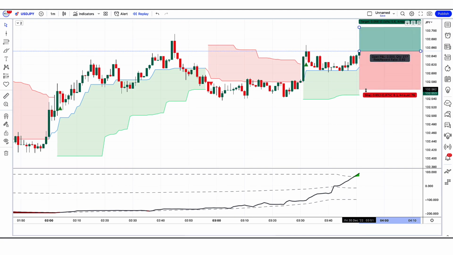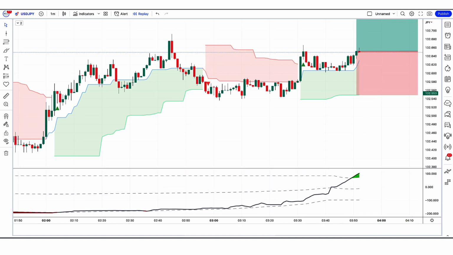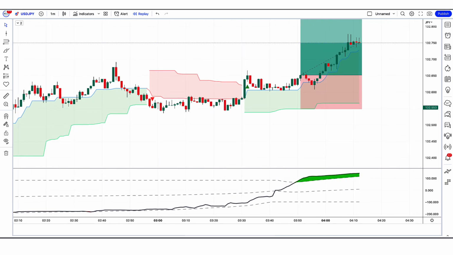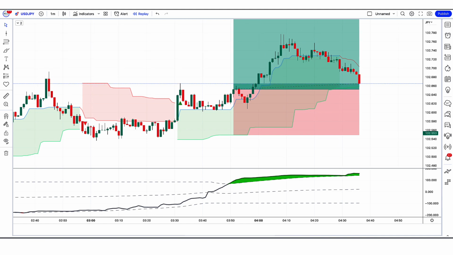Our stop loss will be placed at the follow line trend indicator of lower line. And the risk to reward ratio will be 1:2. Let's see what happens to our trade. Our trade is running in profit.